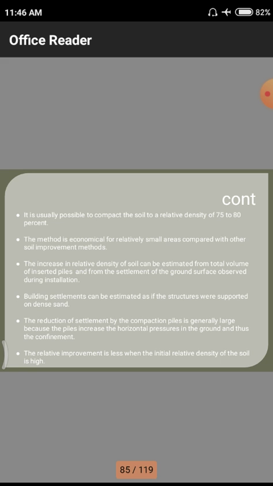It means while we are driving these kinds of piles, there may be a reduction of the settlements and an increment of confinement on the particular compaction piles. That is what was mentioned here.